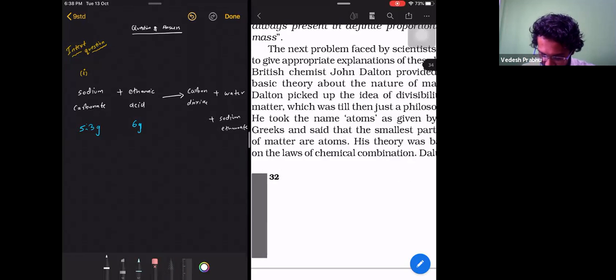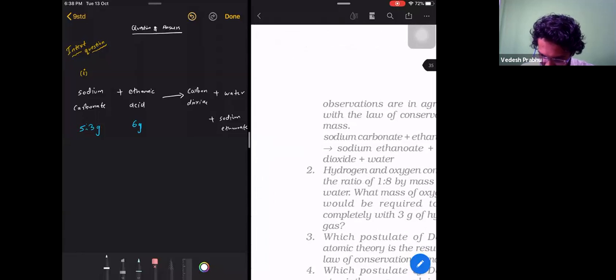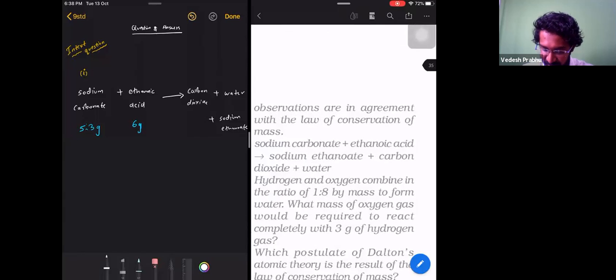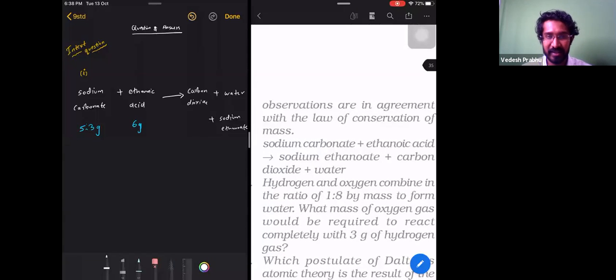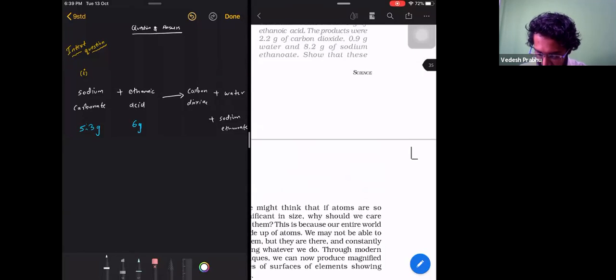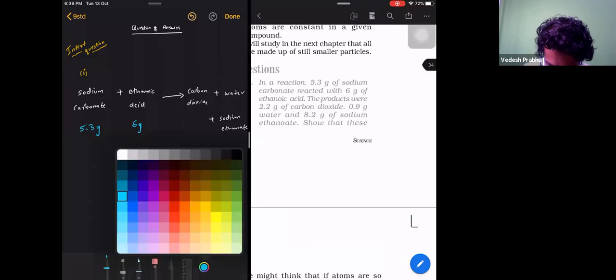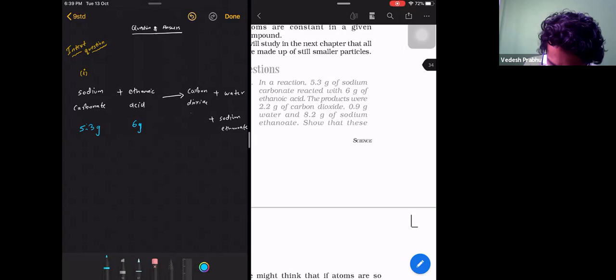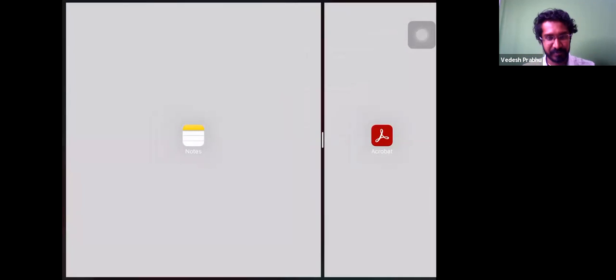They themselves have told here: show that the observations are in agreement with the law of conservation of mass. I will also write the mass of all this. The carbon dioxide is 2.2 gram, water is 0.9 gram, and the sodium ethanoate, how much is that? 8.2 gram. So this is your reaction.